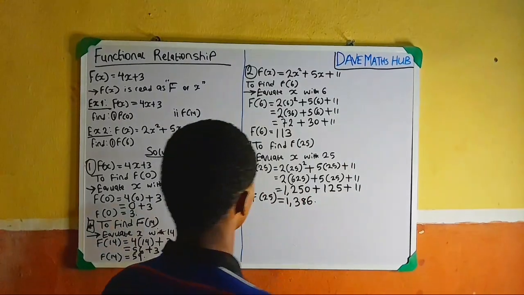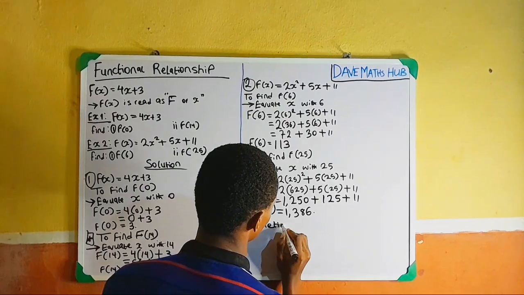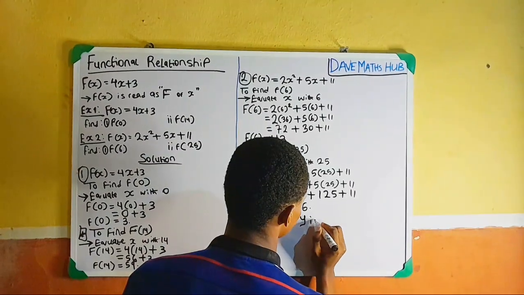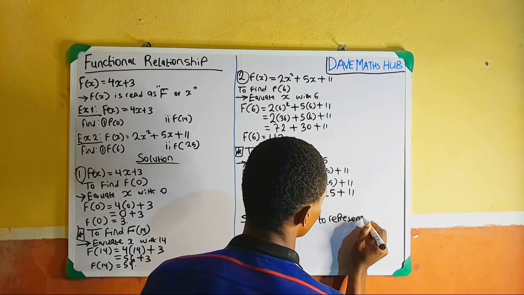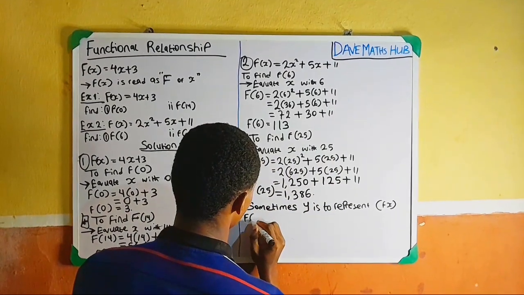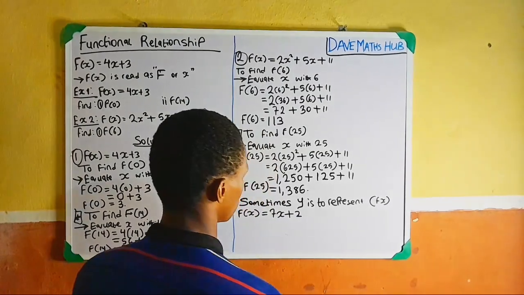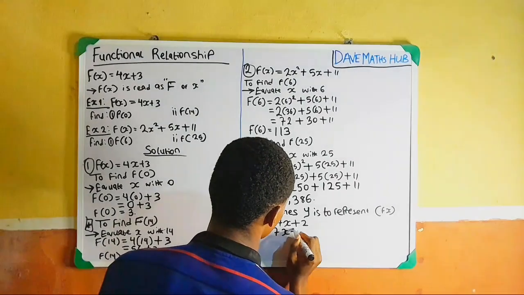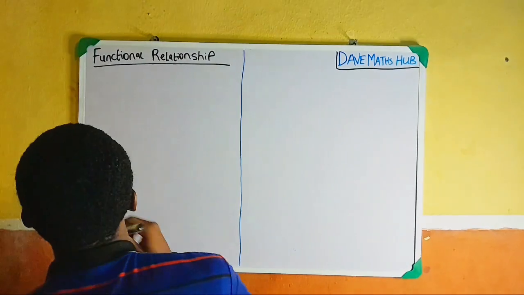So, sometimes, let's write this: y is used to represent f of x. So, whereby f of x of the equation 7x plus 2 can be written as y equals 7x plus 2.